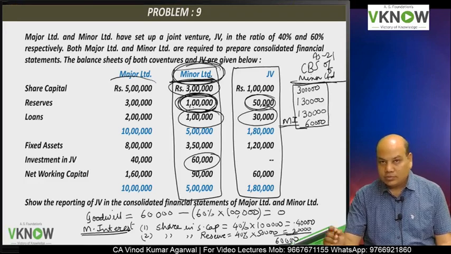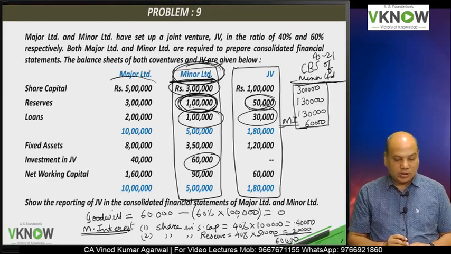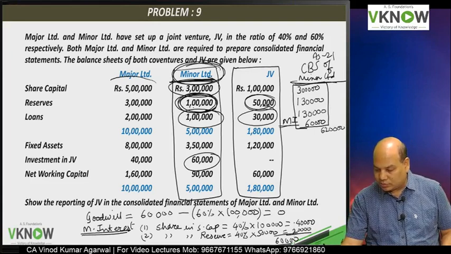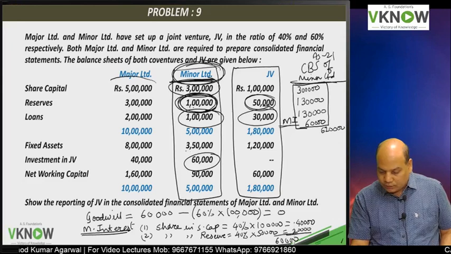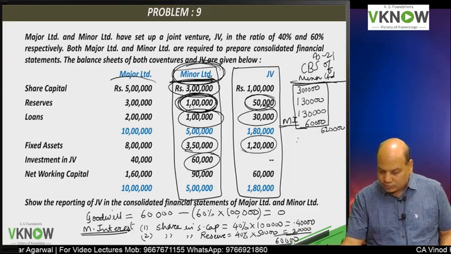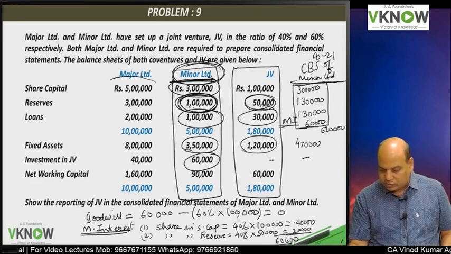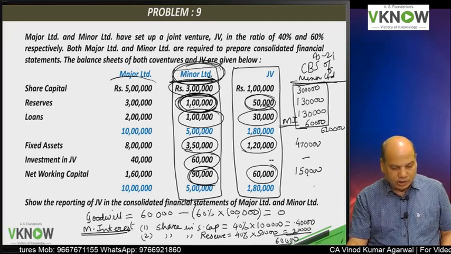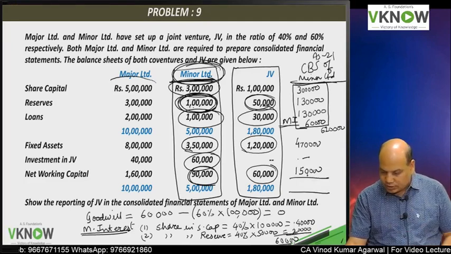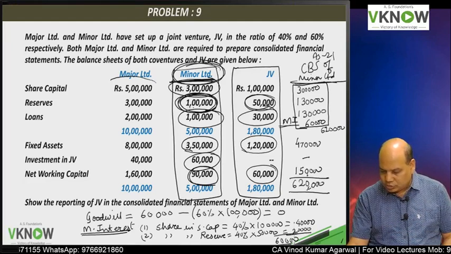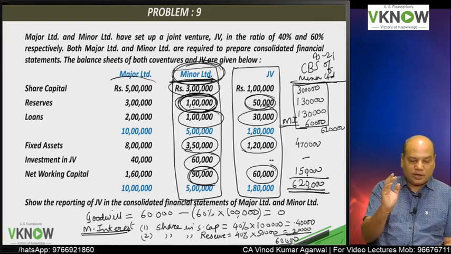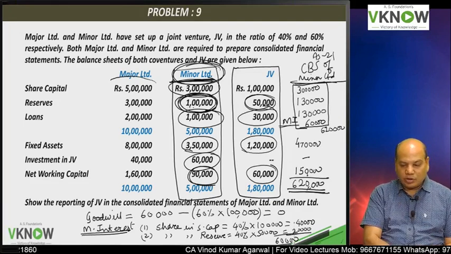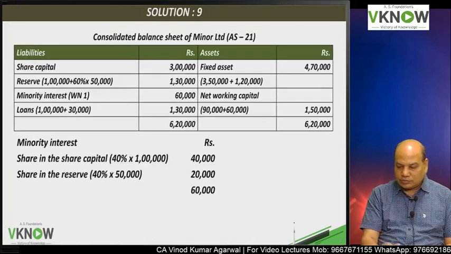Total of the liability side, take your calculator, 3 lakh plus 1,30,000 plus 1,30,000 plus 60,000, and that comes to 6,20,000. Very easy, I don't have to explain much. Fixed asset 3,50,000 plus 1,20,000, 4,70,000. Investment will not appear. 90,000 plus 60,000, net working capital 1,50,000. Total of the asset side again 6,20,000. Very easy. AS21 is followed in the books of minor and AS27 is followed in the books of major. I have given the answer also. You can check the answer.